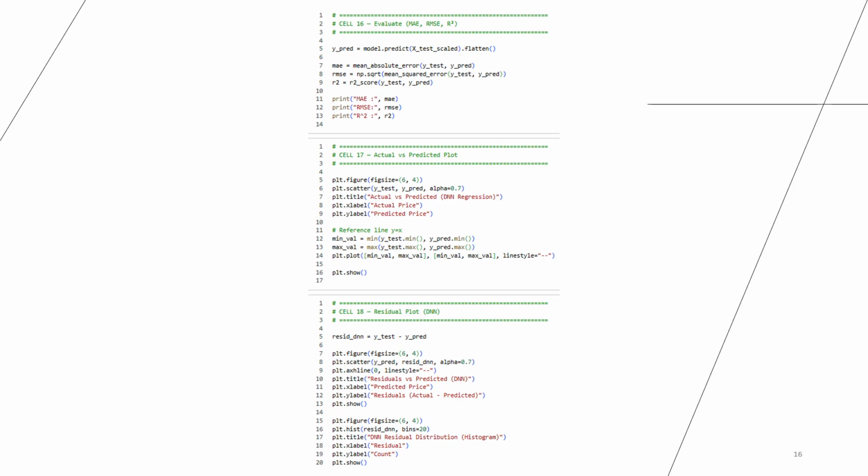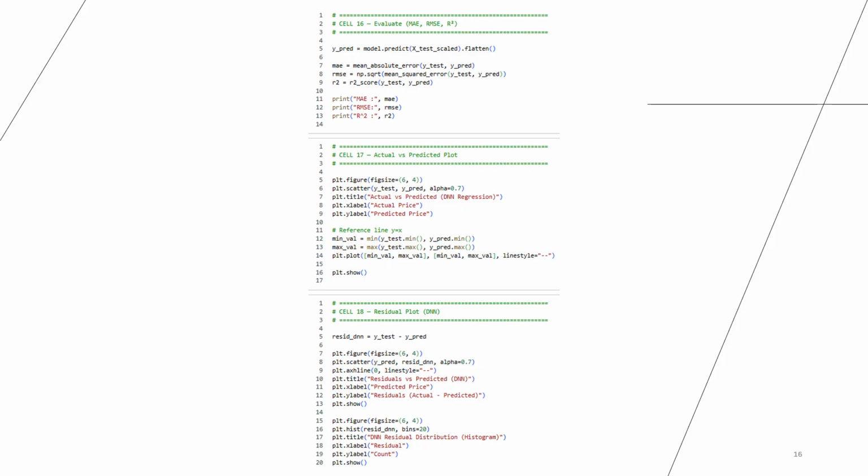The third metric we calculate is R squared, which measures the proportion of variance in the target variable that is explained by the model. An R squared value closer to 1 indicates that the model explains a larger portion of the variability in the outcome. After computing these metrics, we print them so we can quickly assess the overall predictive performance of the neural network.